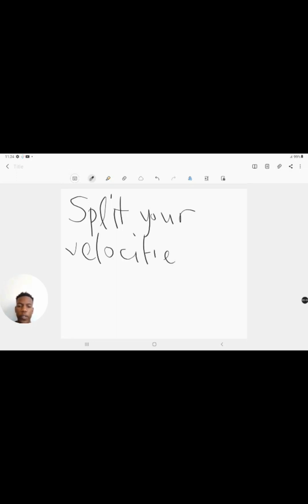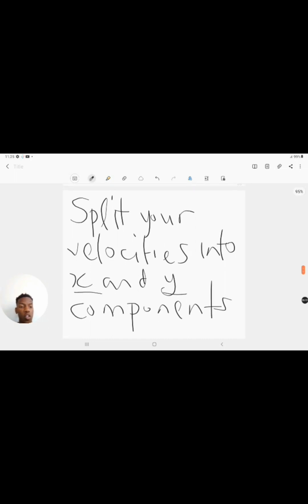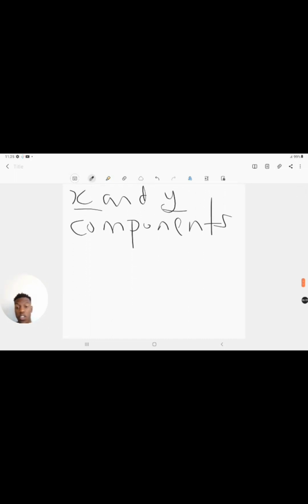You split your velocities into x and y components, and then you solve. Okay, I will demonstrate just now. Remember that your velocity is a vector.